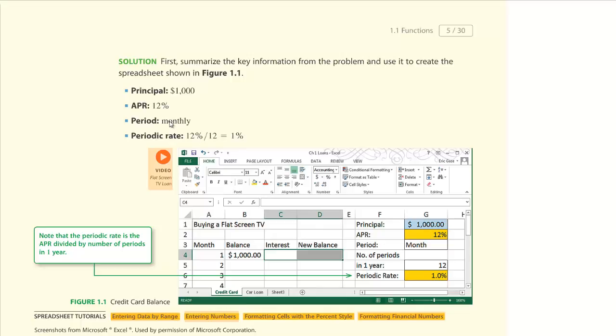If it was compounded weekly, this would be 52. We'd have 12% divided by 52. If it was daily, it would be 365. If it was quarterly, it would be 4, right? So you get the idea.